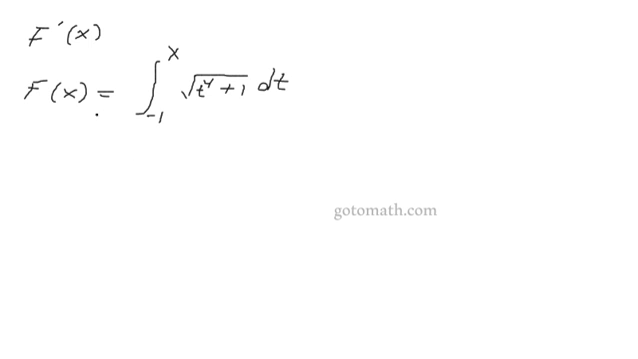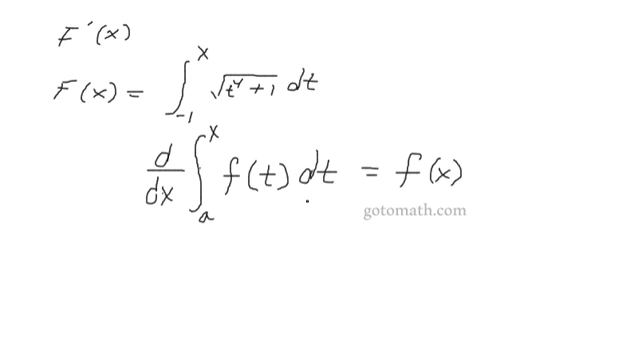Now remember what the fundamental theorem stated. We have d over dx, we're trying to take the derivative with respect to x. I went ahead and just wrote this in. This was part of the theorem here. So we're taking the derivative of all of this, and it is equal to f of x. So this piece right here, our f of t, is equal to the square root of t to the fourth plus 1.